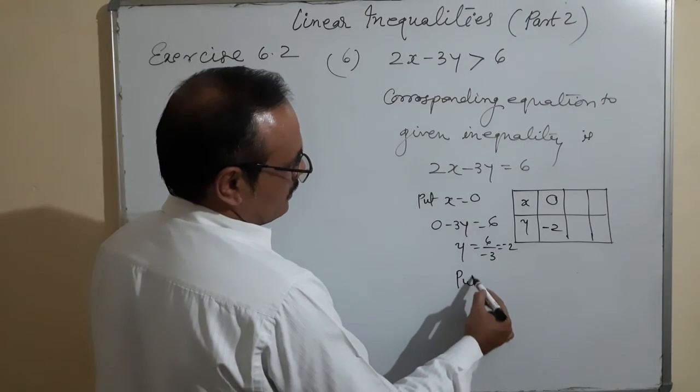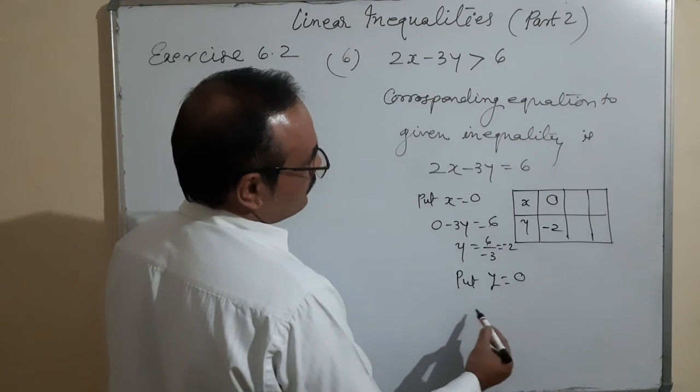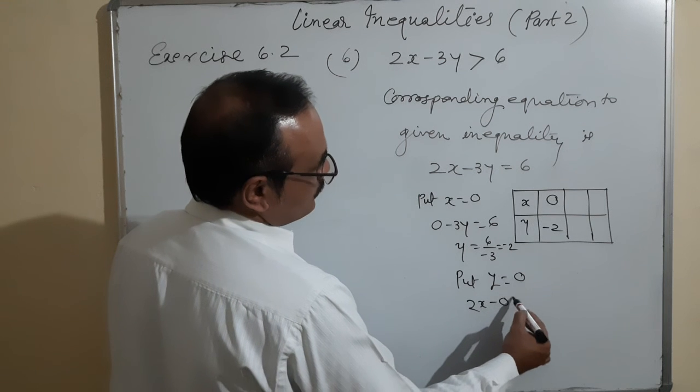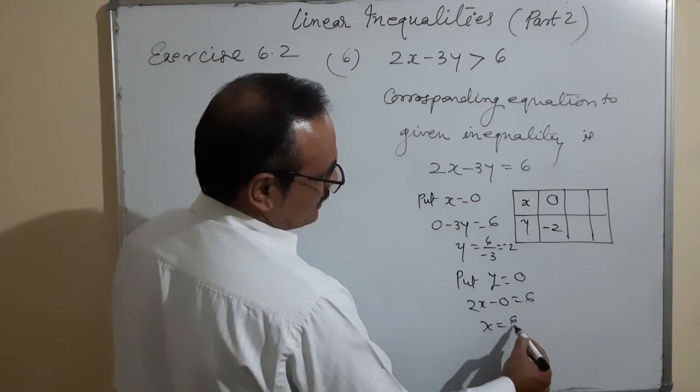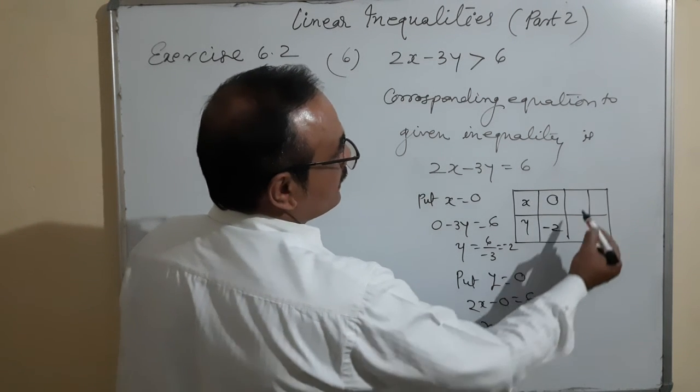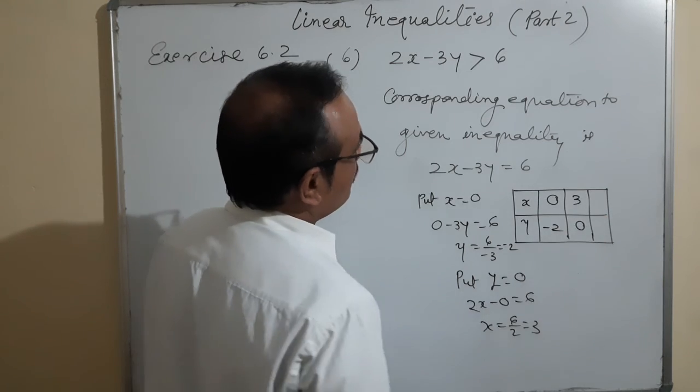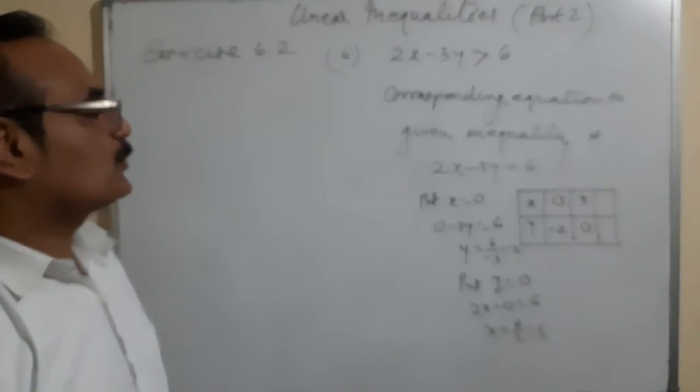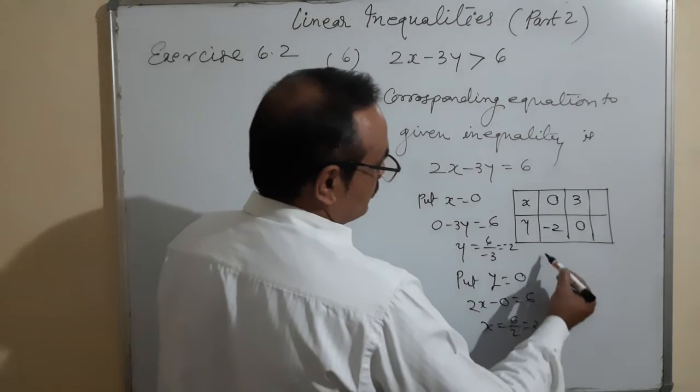Now we'll put y is equal to 0. 2x minus 0 is equal to 6. X is equal to 6 upon 2, that is 3. So x is equal to 3, y is equal to 0. One more point, if I want to put here, then I can use the point.